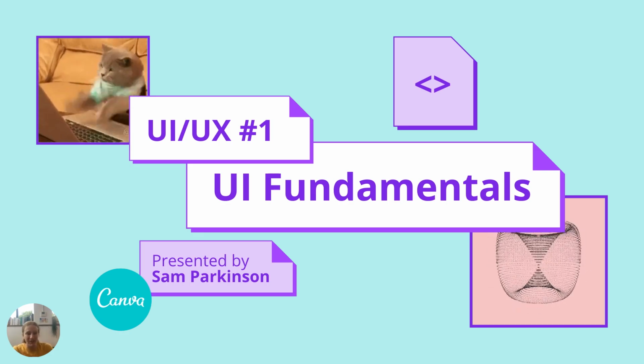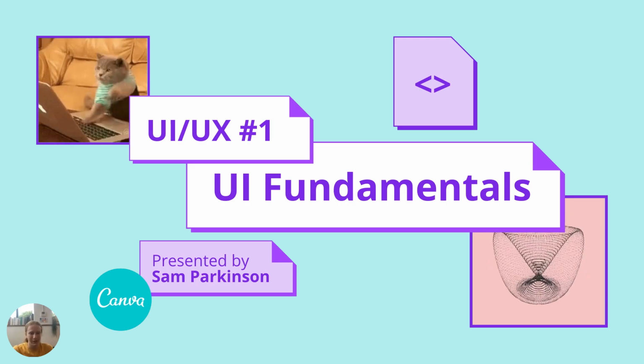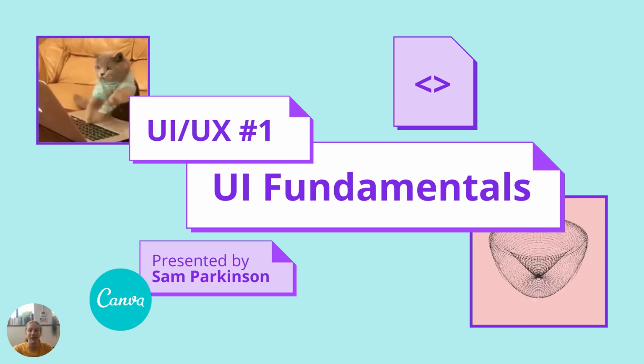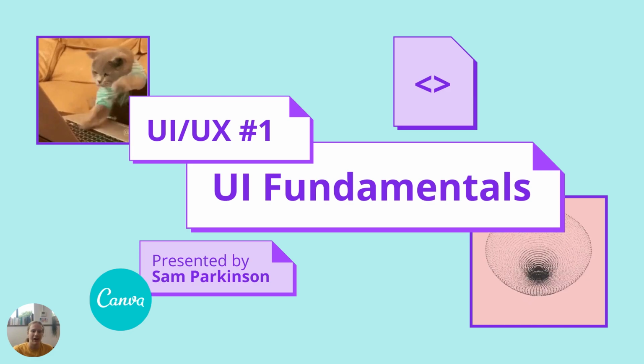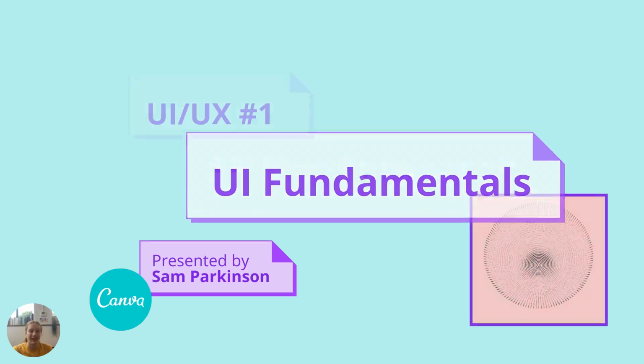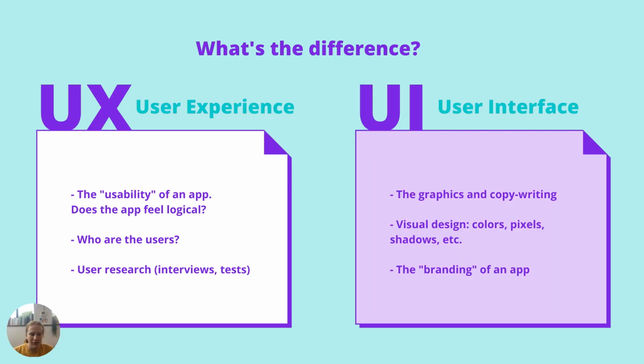So before we get into some UI fundamentals and some tricks, I want to very quickly walk through what is the difference between UX and UI as for what the scope we're going to cover today is. So UX stands for user experience, whereas UI stands for user interface design. So user experience is a bit bigger picture. It's thinking broadly around the usability of the app. Who are the users using the app? What processes are they trying to undertake? And does the app feel logical? Does it help them achieve those processes?